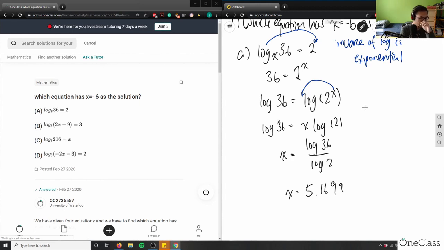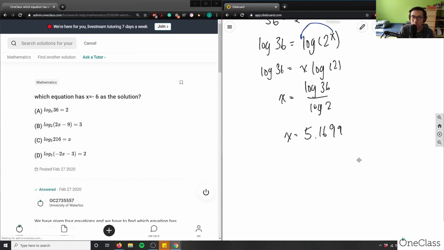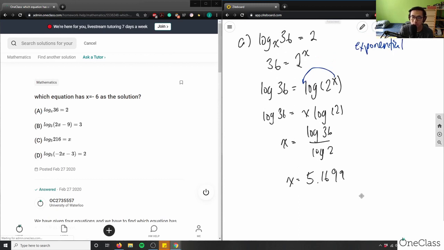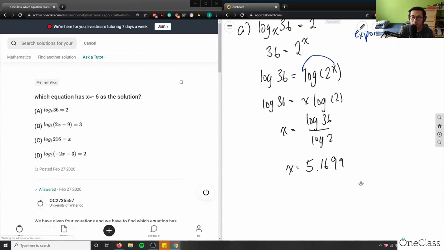So this is my answer for A, which is not x equals negative 6, right? So A is not the correct answer. Let me just check this answer. Yeah, it's about 2 to the power of about 5.17 here.